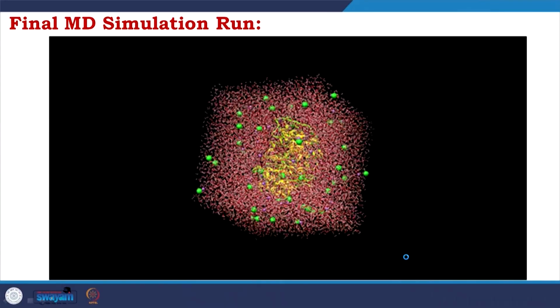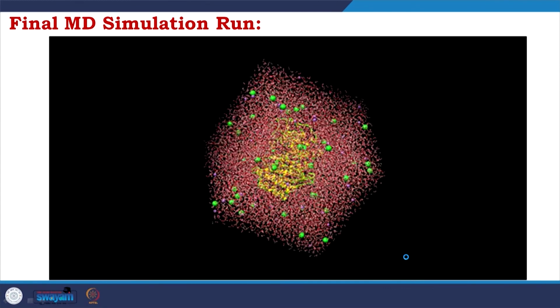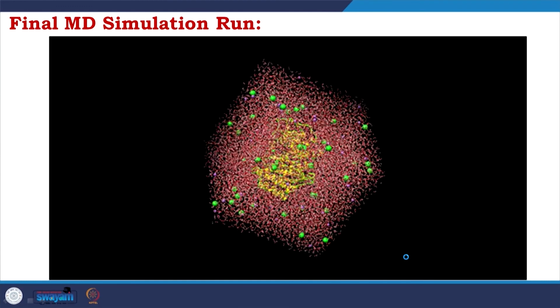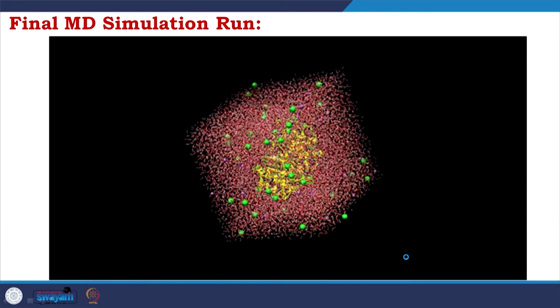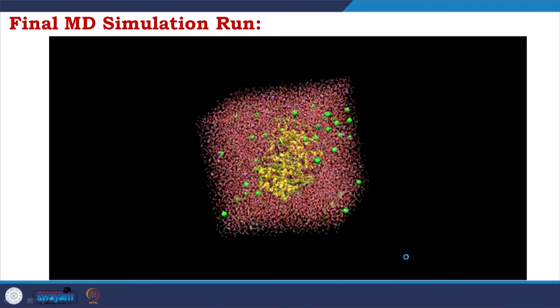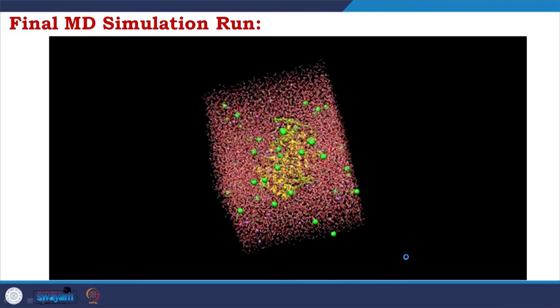So, we have run the MD now. What is the result? You will see that it is dynamic. It has run, so you will see different conformers of the sample. That is the end product of an MD simulation run.